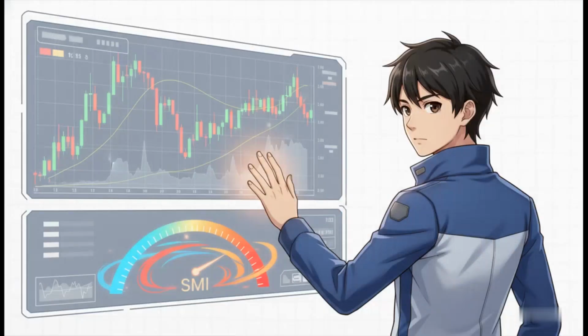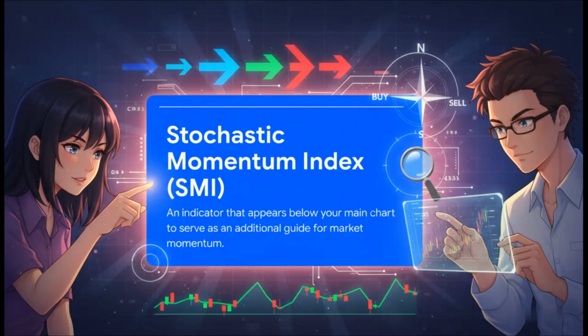Okay, we've got our trend lines all set up. Now let's add an indicator that helps us figure out the momentum behind those price moves. For this, we are going to use the Stochastic Momentum Index, or SMI. So this indicator pops up in its own little window right below your price chart. And the best part is it's pre-configured in Yahoo Finance, so you just have to click Add.